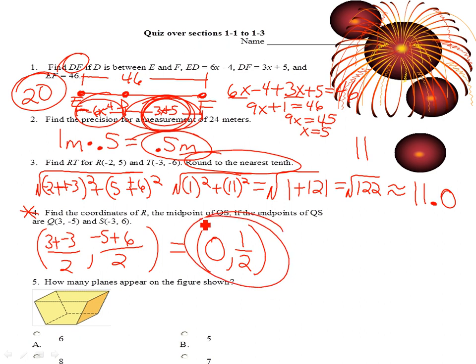Last one. How many planes are in that picture? 6. Everybody in the whole class said 6? Come on, somebody didn't say 6, did they? There's got to be somebody that didn't say 6. Don't be a chicken. 6 is wrong. It's 5 or 6.